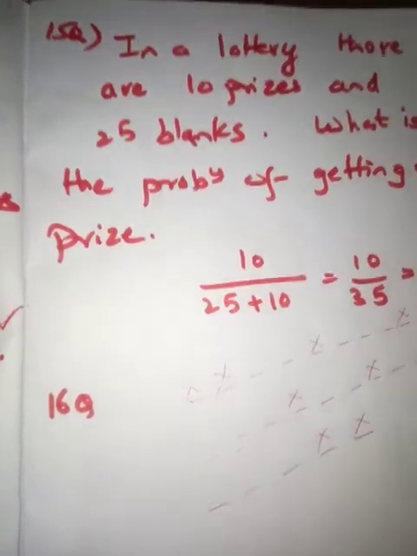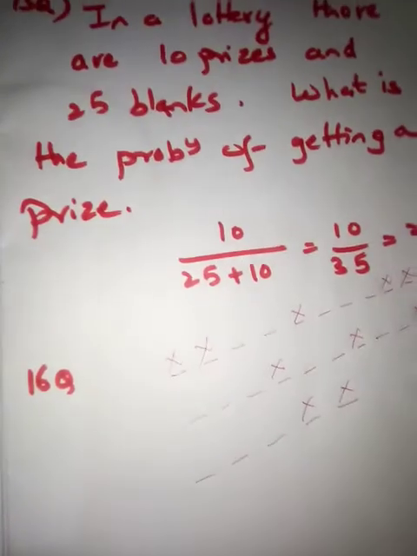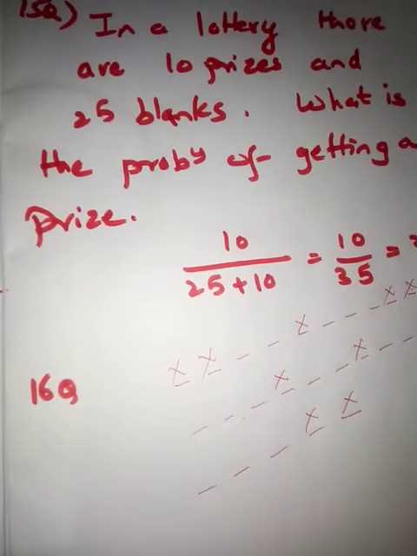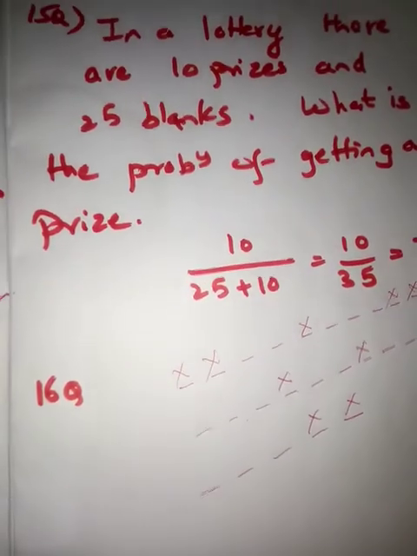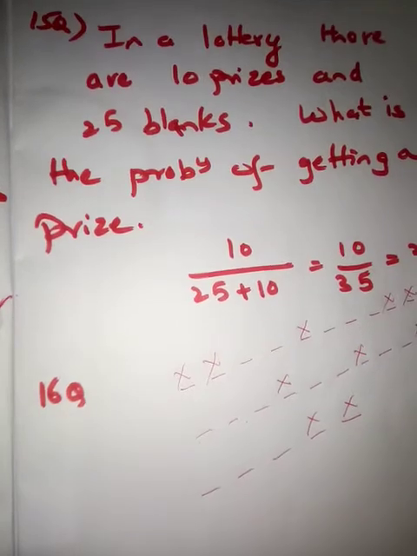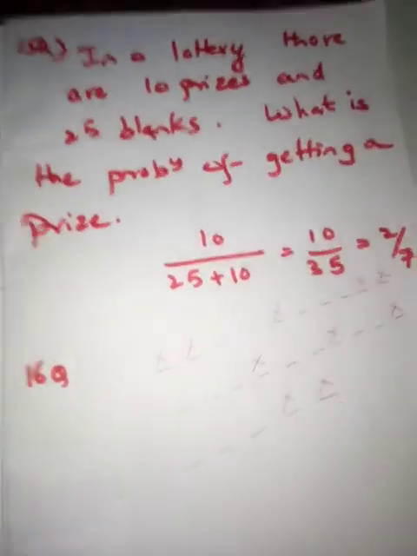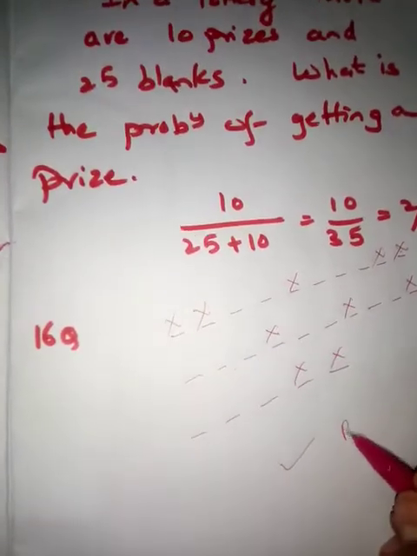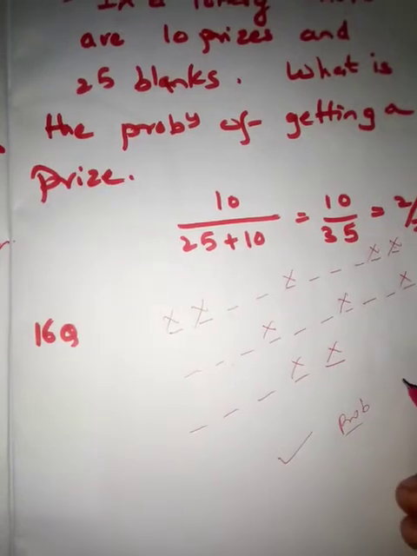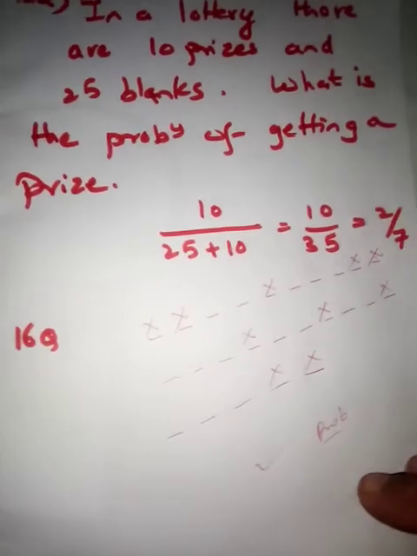So 25 people will be going to take some lottery somewhere. Only 10 are going to get the gift. Remaining may not get the gift. That is the question. In a lottery, there are 10 prizes and 25 blanks. What is the probability of getting a prize? So when I go for a lottery and take up one lottery, what is the probability of getting a gift or prize for me? So let us check.